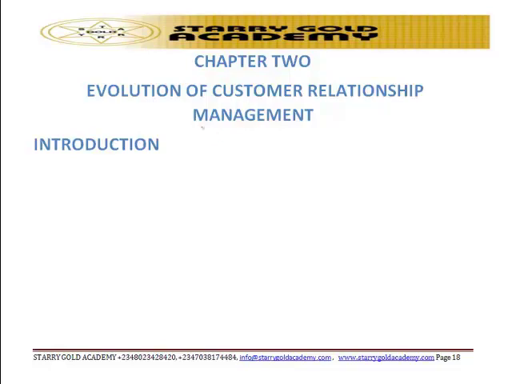Now today we are looking at the evolution of CRM. That is, when did CRM start its operation in the world? When did businesses start carrying out customer relationship management from the ancient time? We want to learn it from the evolution of customer relationship management.